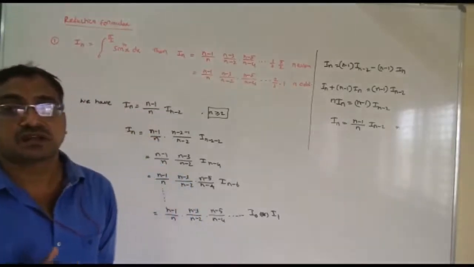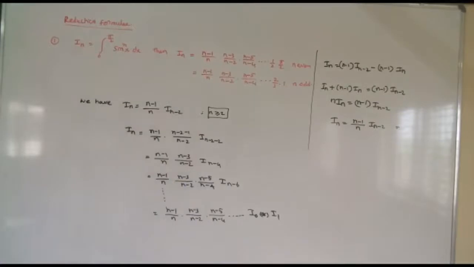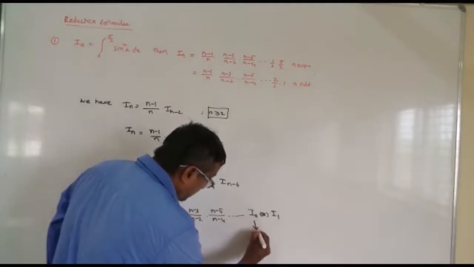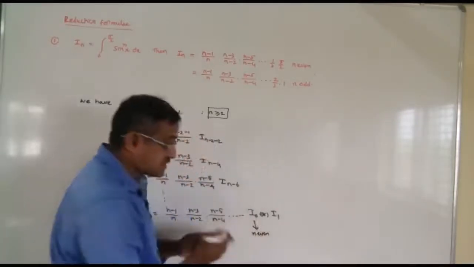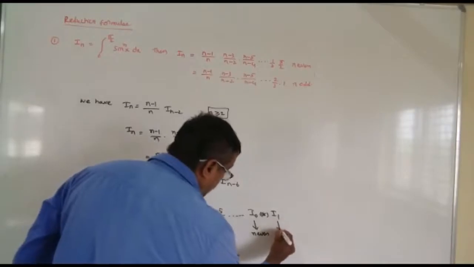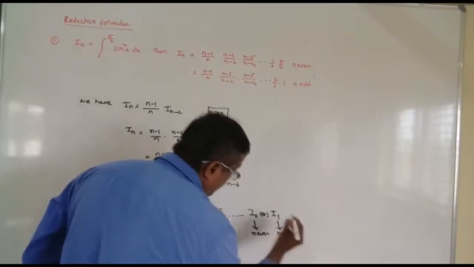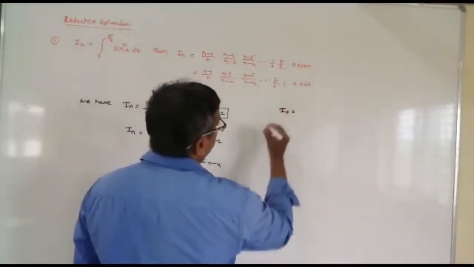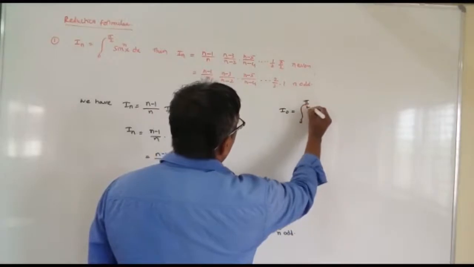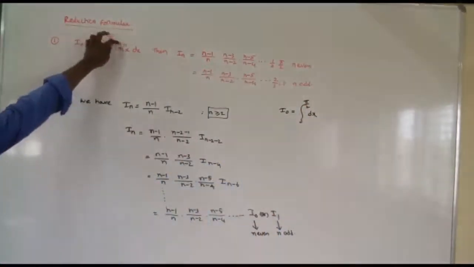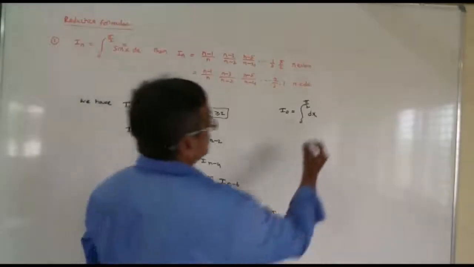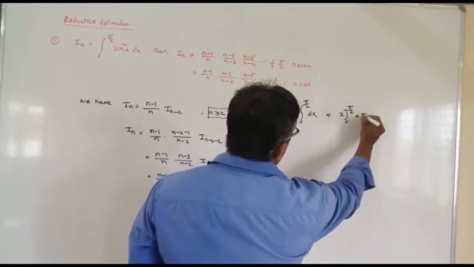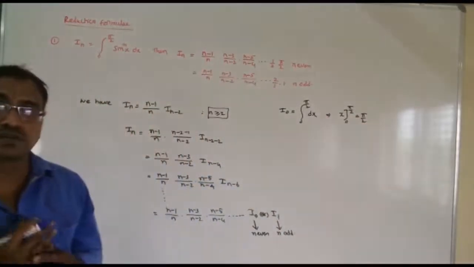Now let us see what are I0 and I1. Now it is clear that I0 appeared when n is even, n is equal to 2, and I1 appeared when n is odd. Now what is I0 and I1? I0 is equal to integral 0 to pi by 2 dx. If you write 0 here, you will get only dx. So that will be x to the limits 0 to pi by 2. Answer is pi by 2. So I0 is equal to pi by 2.